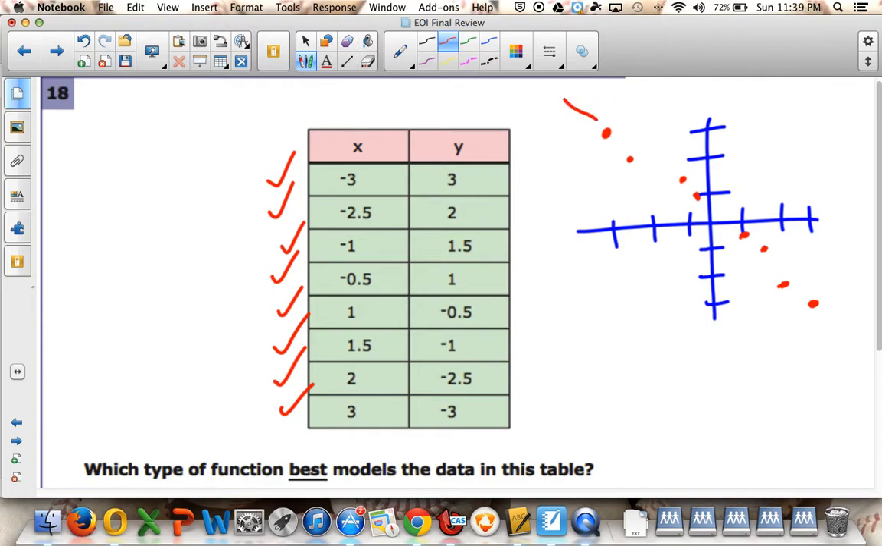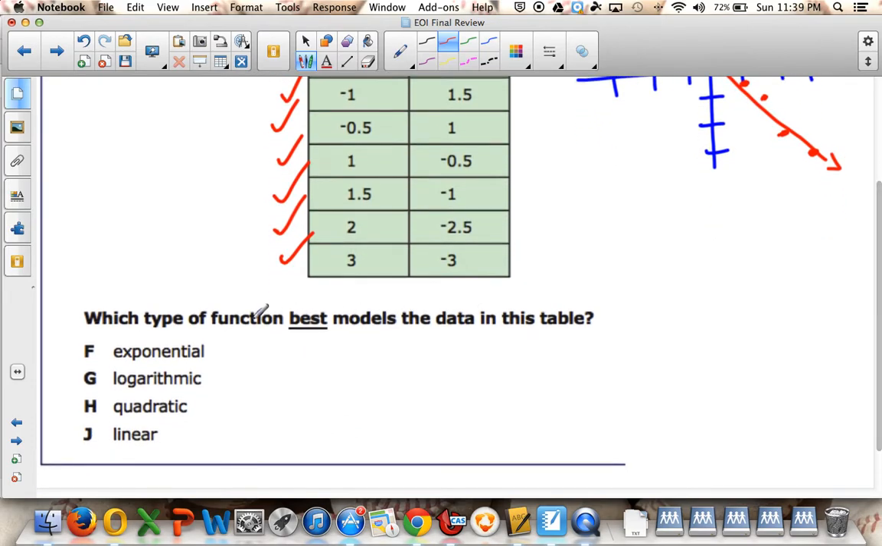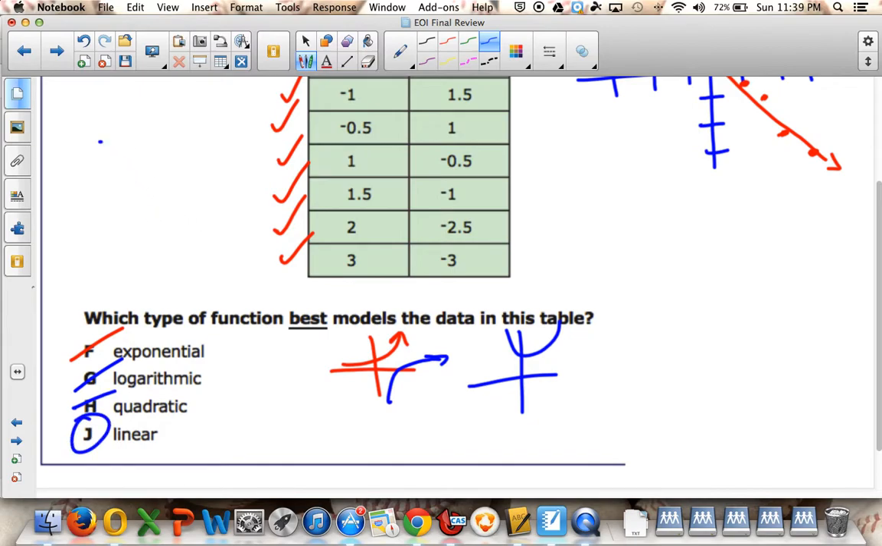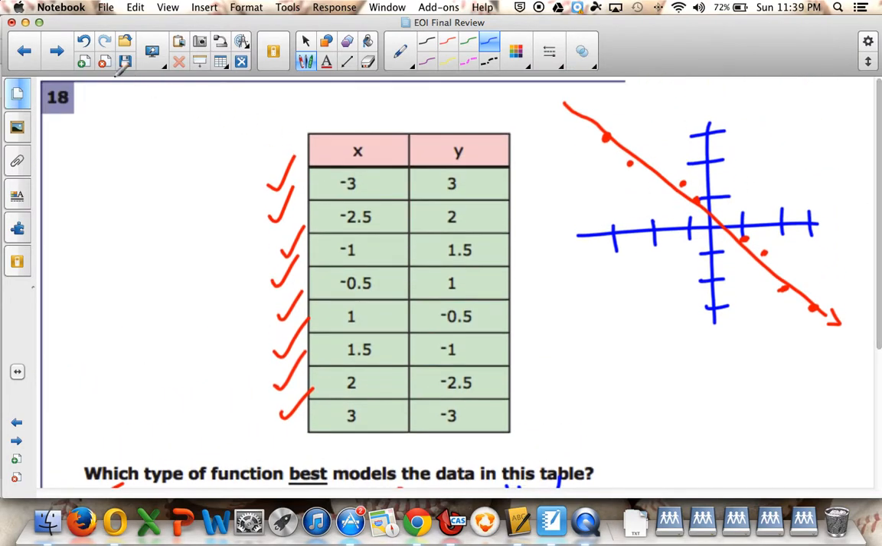Well, if I were to draw a line of best fit down through there, what does that most likely represent? Does it represent an exponential function? Does it go like this right here? No. Does it represent a logarithmic function by looking like that? It's not quadratic like a parabola, so therefore it is linear. It's a line. Line of best fit. Nothing wrong with that right there.